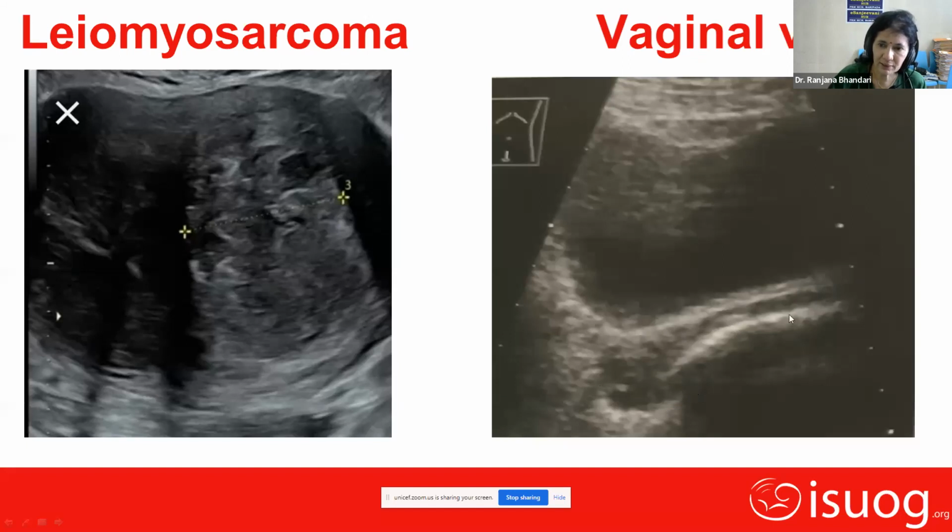What you are seeing in this is a tampon. A longitudinal linear structure in the vagina casting shadow is a tampon. See, this is a vaginal tampon which the patient has not taken out. So this has caused the foul smelling discharge and the fever.